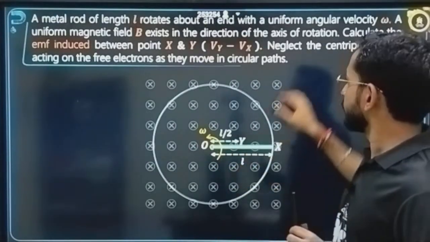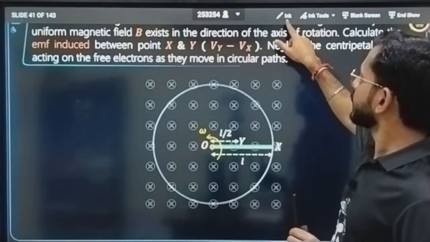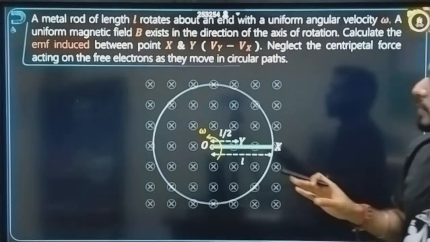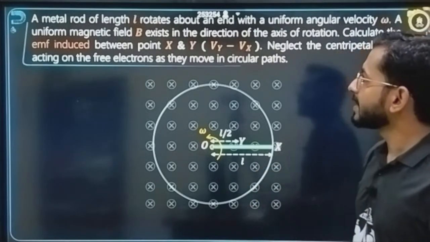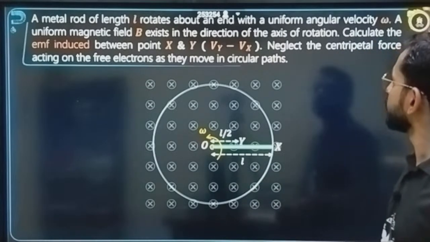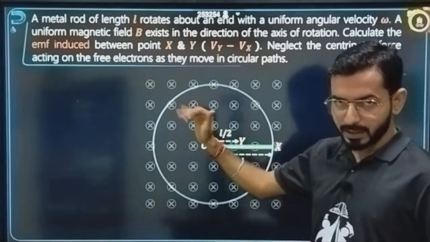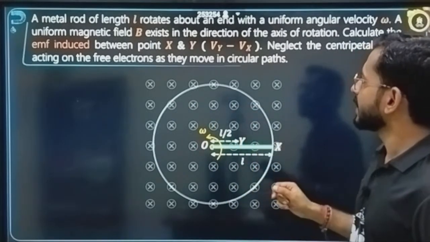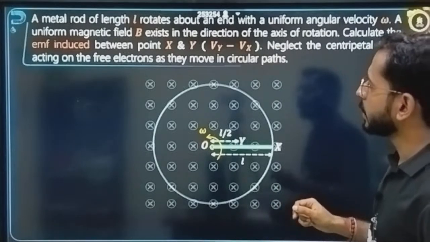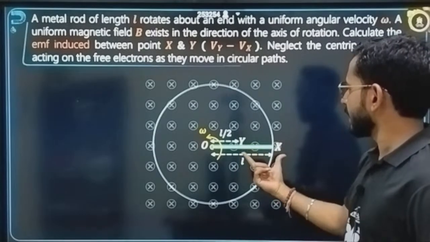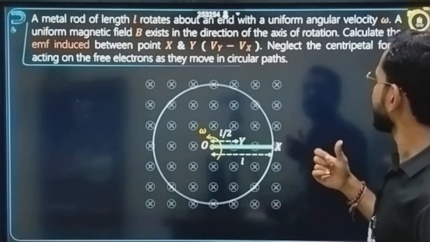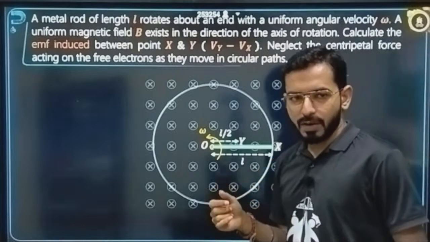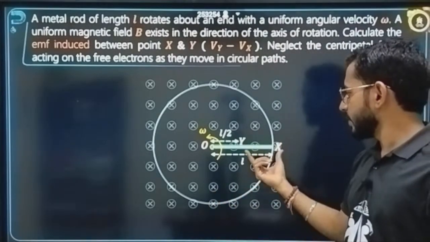Very good. So let's see some questions that we can solve from here. First read the question, otherwise it will be hidden. So what is the question? A metal rod of length L rotates about one end with uniform angular velocity omega. A uniform magnetic field B exists in the direction of the axis of rotation. Calculate the EMF induced between points X and Y. Neglect the centripetal force acting on the free electrons as they move in the circular path. You have to calculate the EMF between points X and Y.